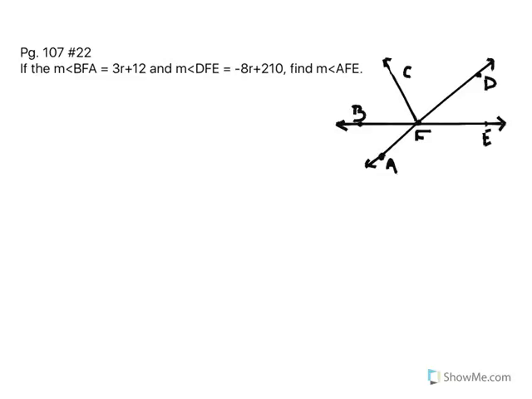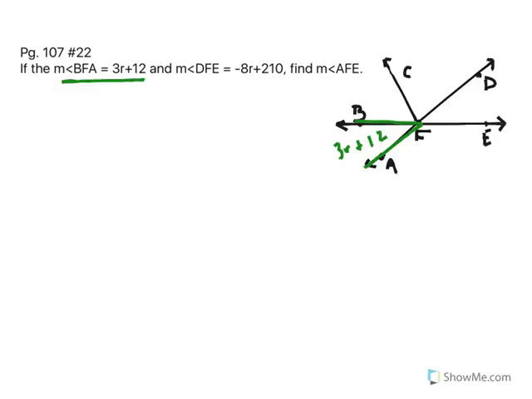So this is from page 107, it's number 22. If the measure of angle BFA equals 3r plus 12, and the measure of angle DFE equals negative 8r plus 210, find the measure of angle AFE. All right, so we are given the measure of angle BFA. I go to the figure, BFA is 3r plus 12. Okay.